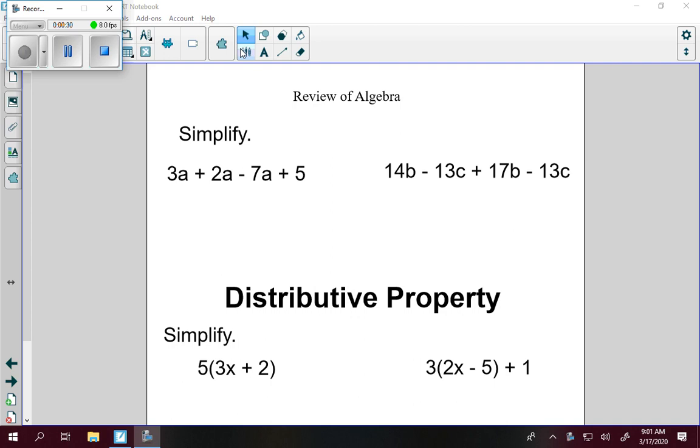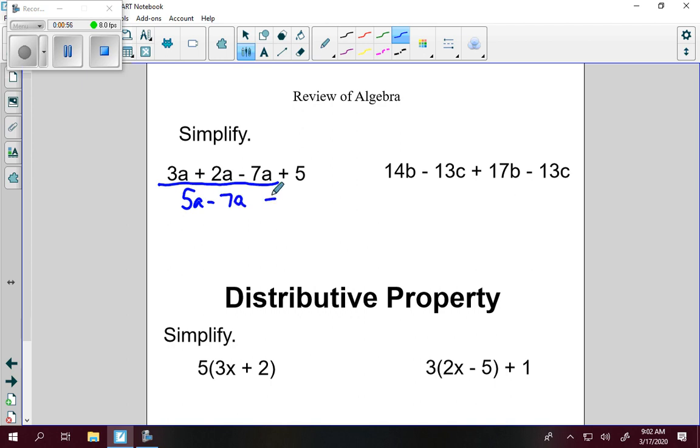So in other words, for the first one, we have 3a plus 2a minus 7a plus 5. The things that are like terms are the ones with a's in them, and you have to be very mindful of all the signs in front of them. The 3 has nothing in front of it, so it's positive, plus the 2 would be 5. And then when you subtract 7, you'll have 5a minus 7a, which would be negative 2a plus 5. You cannot combine those two because the 2 has the a and the 5 has nothing, so those terms cannot be combined.